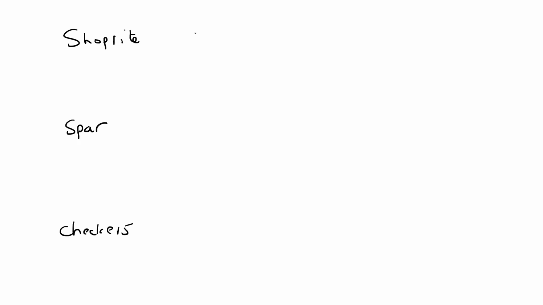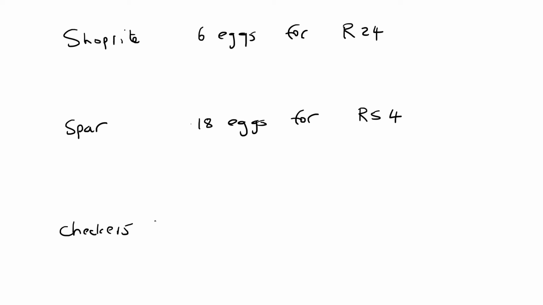Now let's say at ShopRite you can buy 6 eggs for 24 Rand. At Spar you can buy 18 eggs for 54 Rand. And then at Checkers, you can buy 36 eggs for 100 Rand. And I want to ask you, which shop is actually going to be the cheapest?